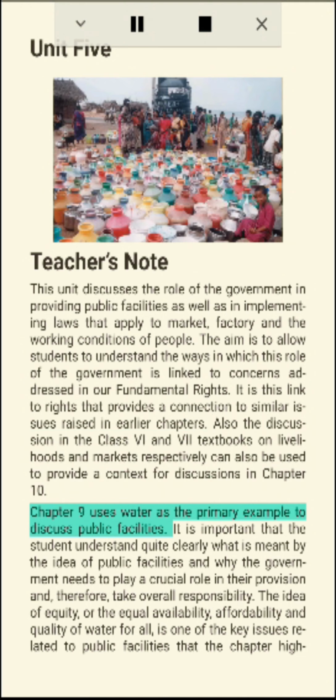Chapter 10 discusses the central role of the government in regulating economic activities. This is largely done through laws, and the chapter focuses on the importance of implementing existing laws as well as making new laws to protect the rights of workers, consumers and producers in the market. The Bhopal gas tragedy is discussed as an example of the lax enforcement of the laws.